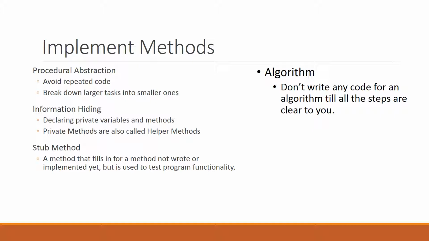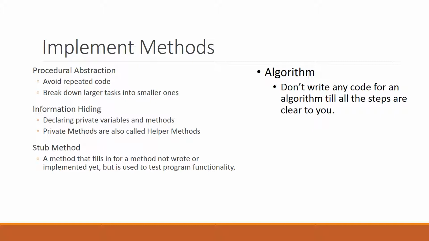And the final slide here is to implement the methods. And with implementing, we have 4 different things we're looking at. We're looking at procedural abstraction. What this allows us to do is, as we're building out our code, we want to, 1, avoid repeated code. But 2, we also want to break down larger pieces of code into smaller methods because 1, we may need that portion somewhere else, and 2, we want to make sure that we're keeping our program as small as possible so that we take up less memory.